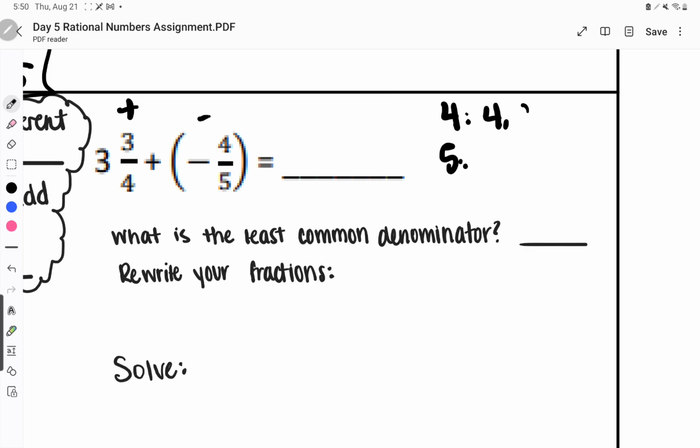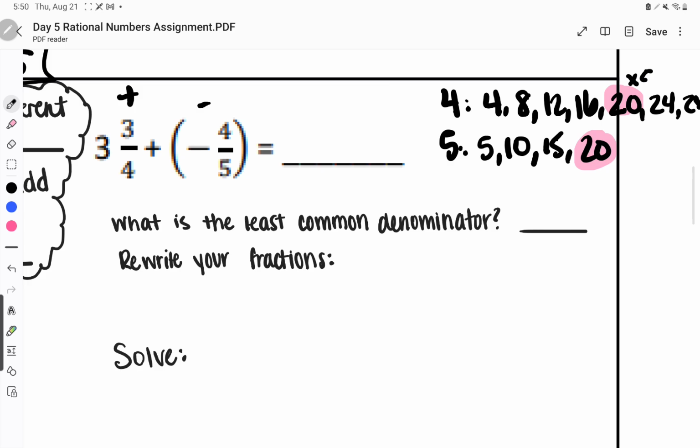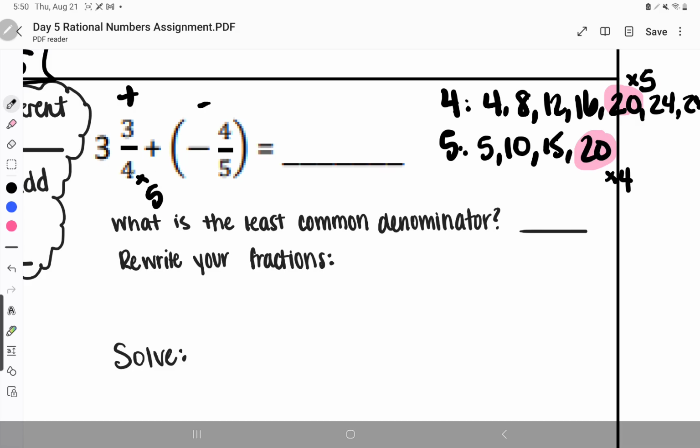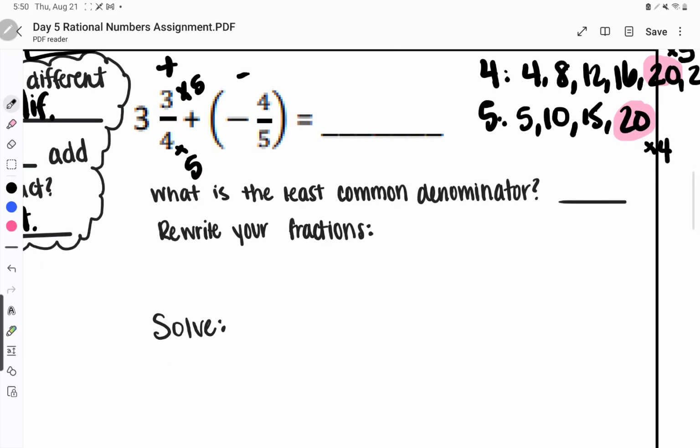4 times 1 is 4, times 2 is 8, times 3 is 12, times 4 is 16, times 5 is 20, then 24, 28. For 5, I have 5, 10, 15, 20, and I'm going to stop right there because I have 20 and 20. To get from 4 to 20, I multiply by 5. And to get from 5 to 20, I multiply by 4. So this 4 right here, what am I going to multiply by? 5. And if I multiply 4 times 5, what else do I multiply times 5? That 3 that's right there.